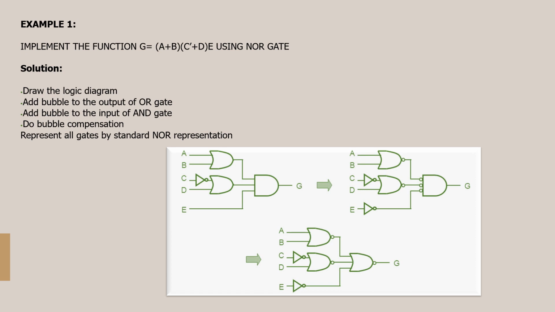The first step is to draw the logic diagram, that is the AOI logic diagram, add a bubble to the output of the OR gate and add a bubble to the input of the AND gate, do bubble compensation, and then finally represent all gates as standard NOR gates. So these are the steps to follow for implementation with the NOR gate.